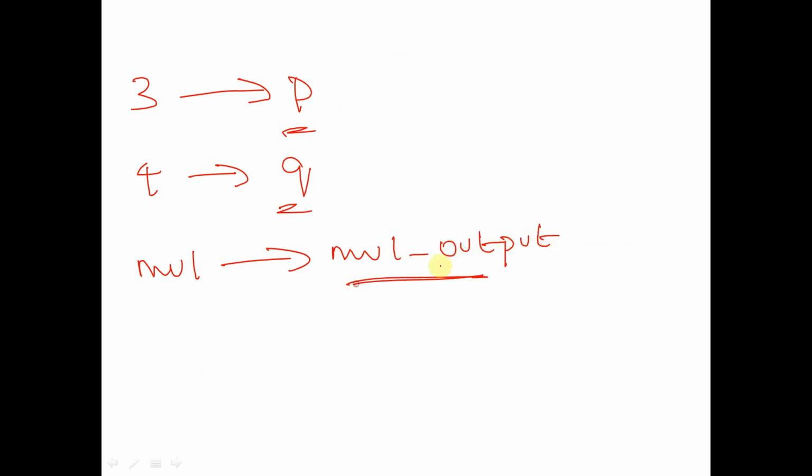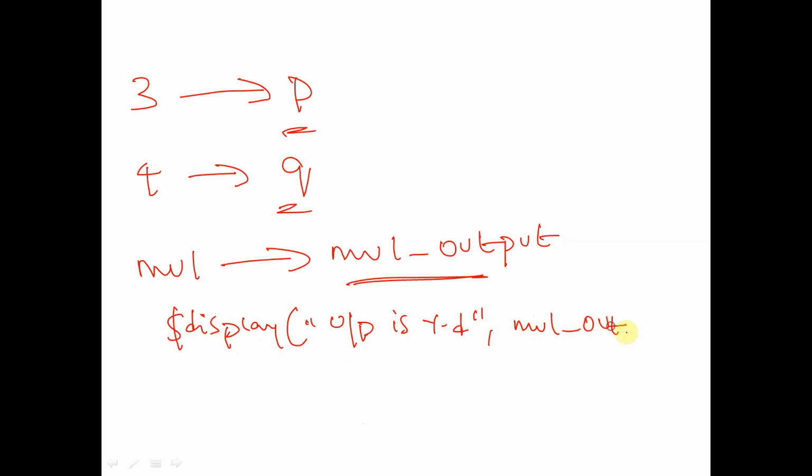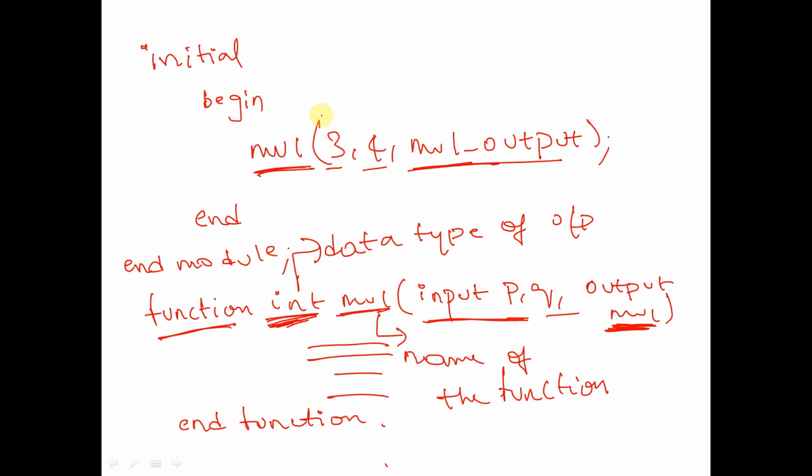Whenever I display, if I write the statement $display, output is %d comma mul underscore output, my output will be displayed, that is 3 into 4, 12 will be displayed. So this is how a function will pass. This type of passing arguments is known as pass by value.